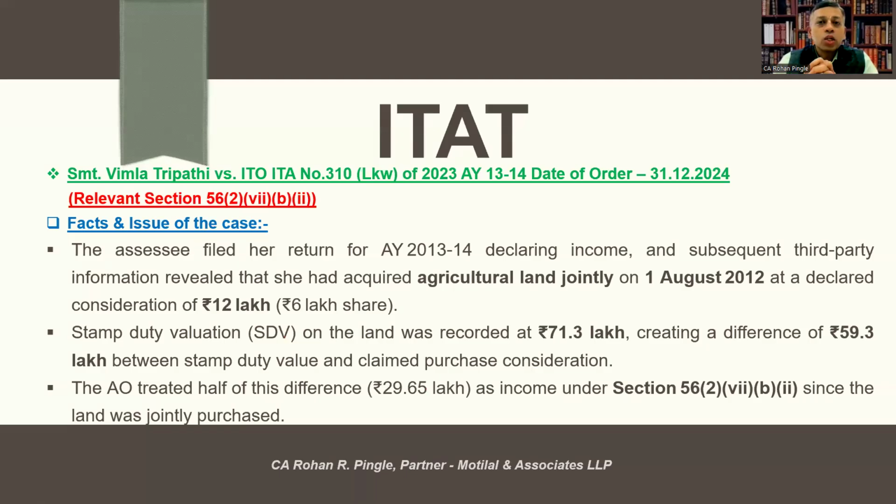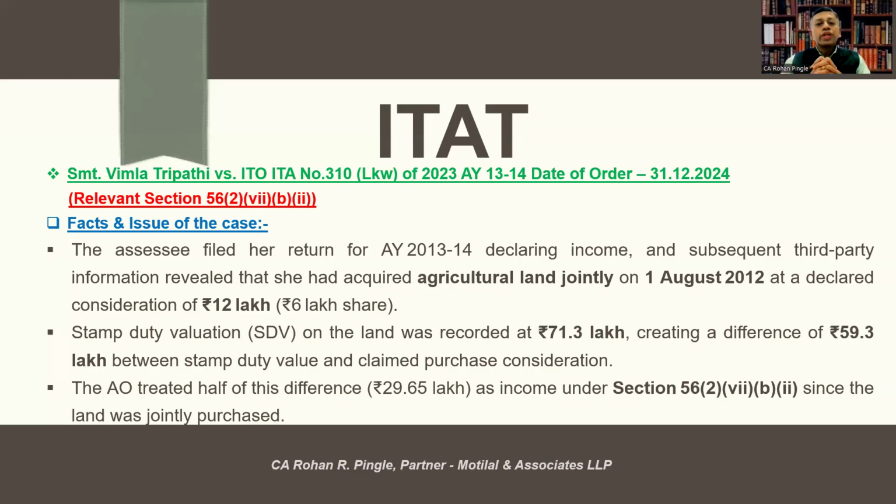Let's understand facts and issue of the case. The assessee filed her return for AY 13-14 declaring income, and subsequent third-party information revealed that she had acquired agricultural land jointly on 1st August 2012 at a declared consideration of rupees 12 lakh, rupees 6 lakh share. Stamp duty valuation on the land was recorded at 71.3 lakh, creating a difference of 59.3 lakh between the stamp duty value and claimed purchase consideration.